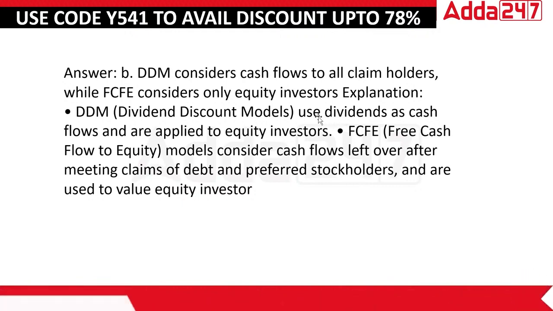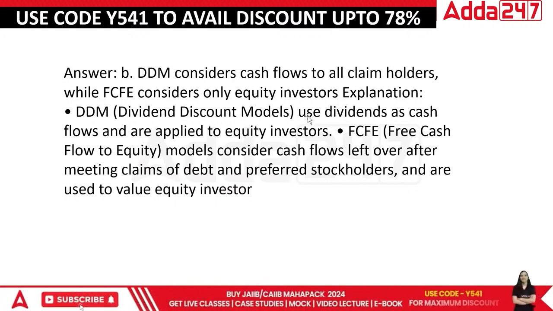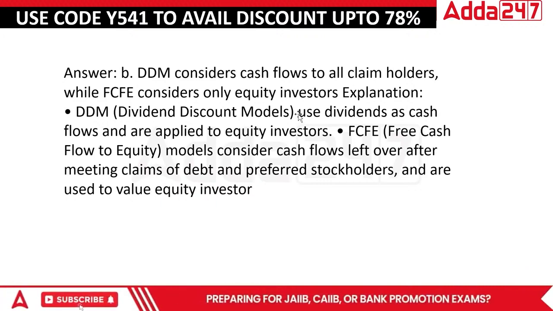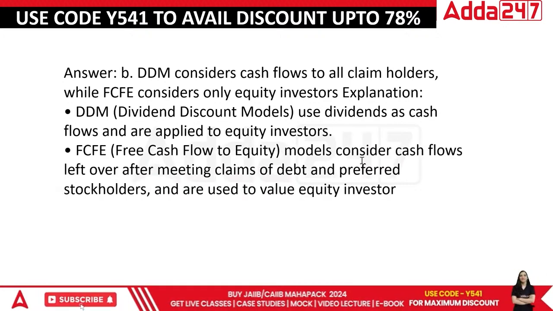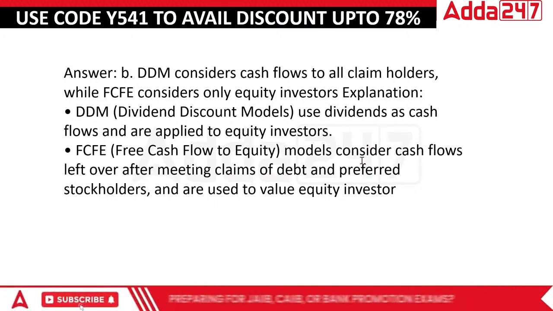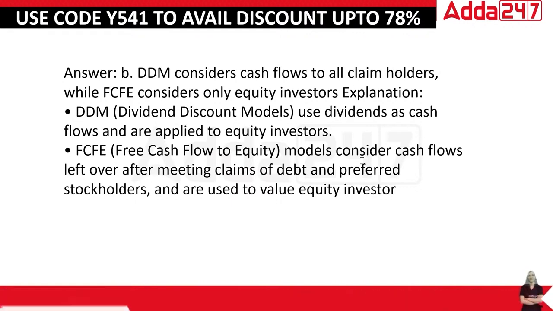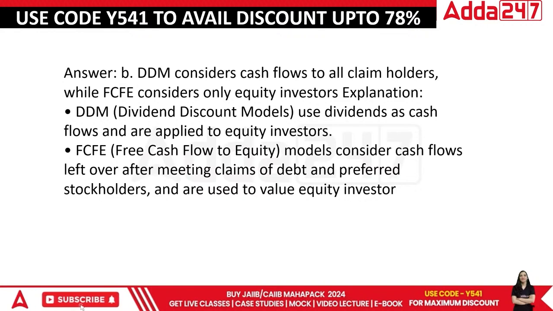Okay? Done. So this is free cash flow left over after meeting claims of debt and preferred. This is very easy. Why make it so difficult? Simple point. Dividend is the chunk of profit which is given to the shareholders, while FCFE is the total amount which is in the hands of the business, because first of all, outsiders are paid, taxes are paid, that means interest is paid, then taxes are paid, then we pay our preference shareholders, and then we pay our equity.